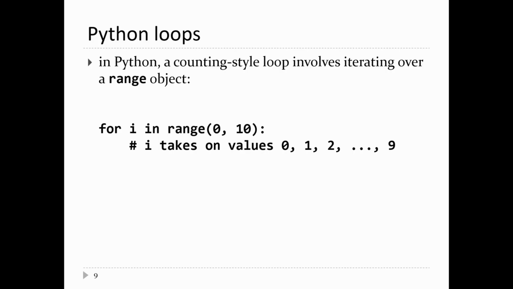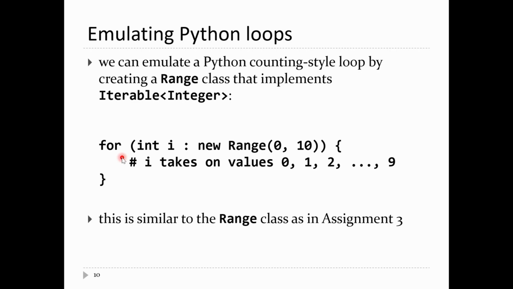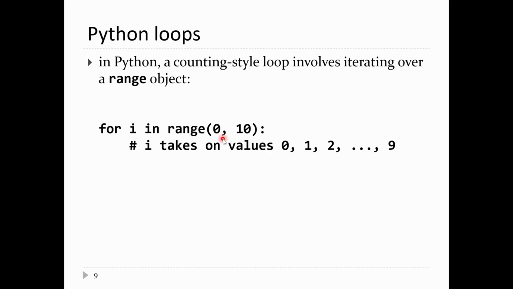If you want to pretend you're a Python programmer in Java, you now need to create a range class that has an iterator method. So this is Python. In Java, the closest we can get is to do something like this: write a for each loop iterating over a range object. This range object counts from 0 up to but not including 10, just like Python's range object here, which counts from 0 up to but not including 10.